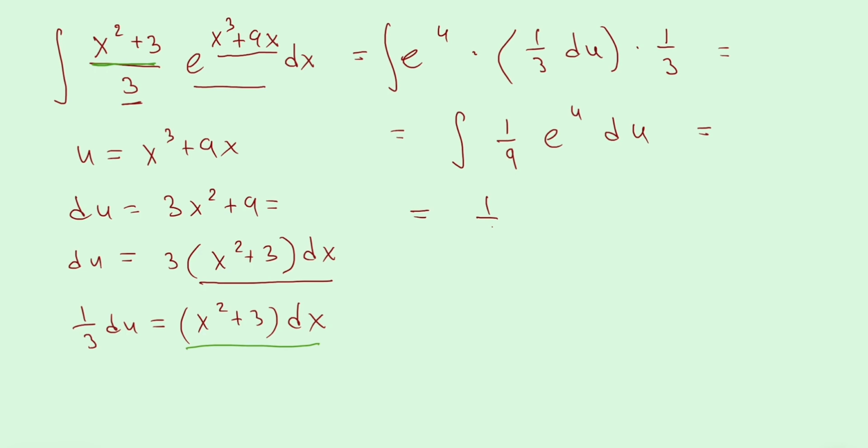This will be 1/9. Integral of e to the u is going to be e to the u. That's it. Now all we do is replace the u back with the function. So we get 1/9 e to the x cubed plus 9x, and we will have plus c here. Now let's move on to the other example.